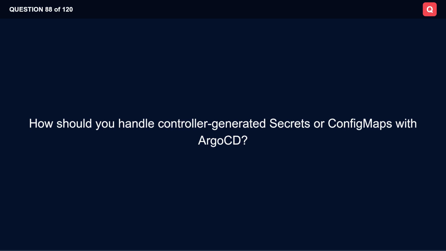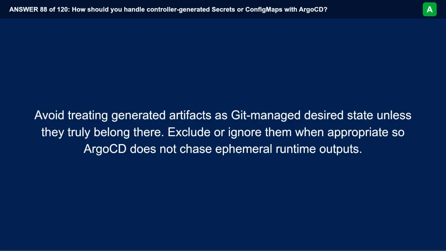How should you handle controller-generated secrets or config maps with ArgoCD? Avoid treating generated artifacts as Git-managed desired state unless they truly belong there. Exclude or ignore them when appropriate so ArgoCD does not chase ephemeral runtime outputs.